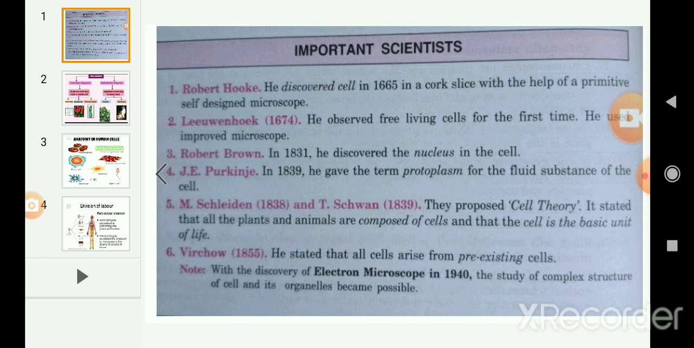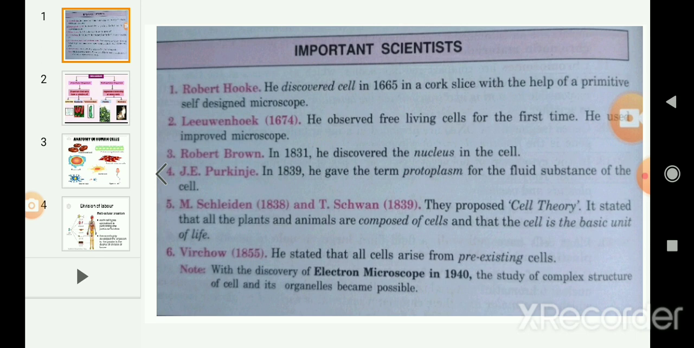And Robert Brown discovered the nucleus in the cell, and the nucleus is called the control center of a cell. And next, Purkinje coined the term protoplasm. What is protoplasm? Cytoplasm and nucleus together form protoplasm.